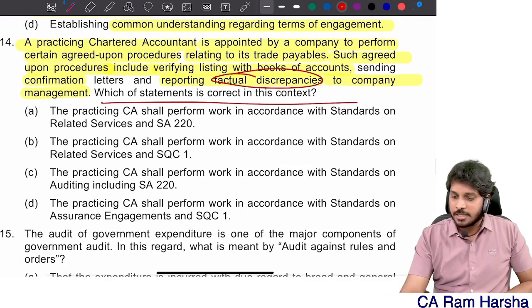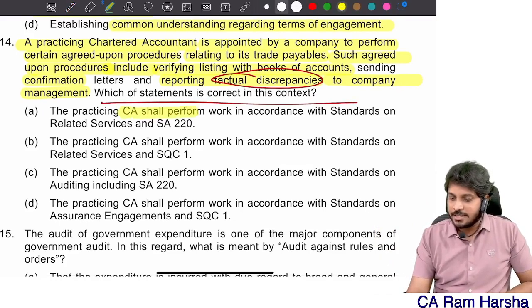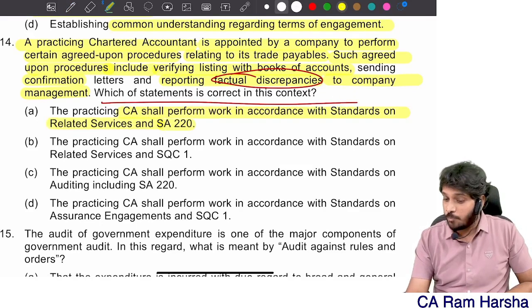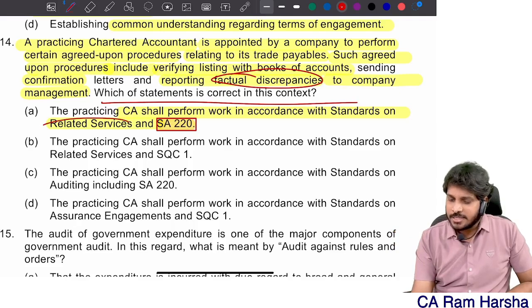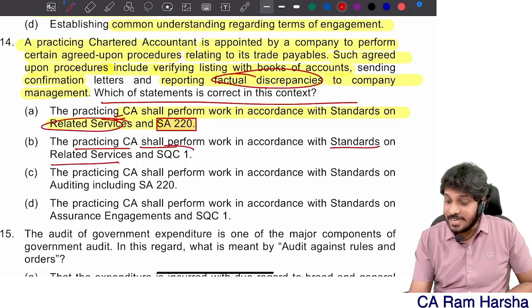Which of the statements is correct in this context? The practicing CA shall perform work as per standards on related service and 220. No. 220 deals with quality control in audit of financials, whereas related service, this is correct. The practicing CA shall perform as per related service and SQC. Yes. SQC is applicable for all types of services.